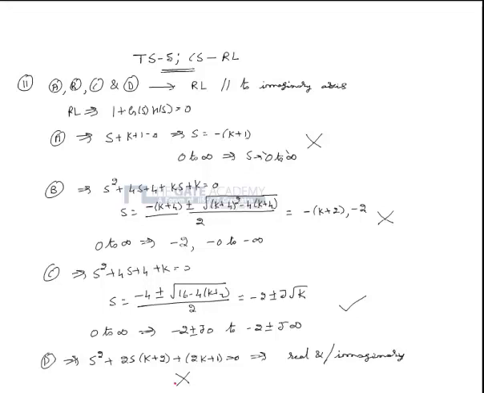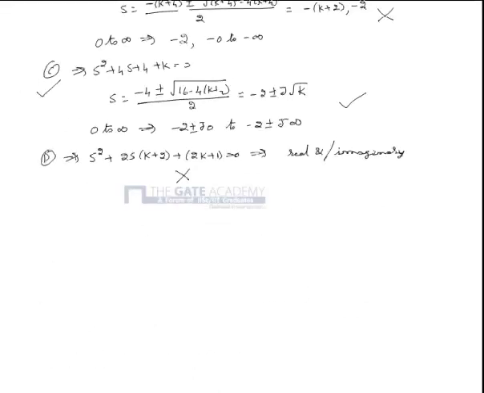So from the given open loop transfer functions in the options A, B, C and D, we see that the option C corresponds to the root locus which is parallel to imaginary axis. So the correct option is C.